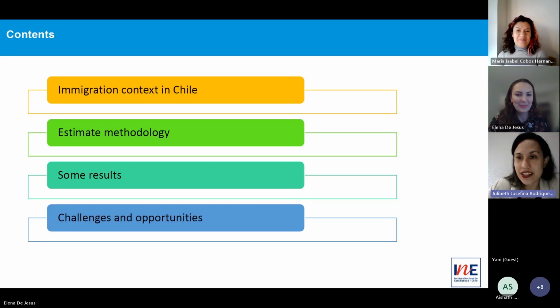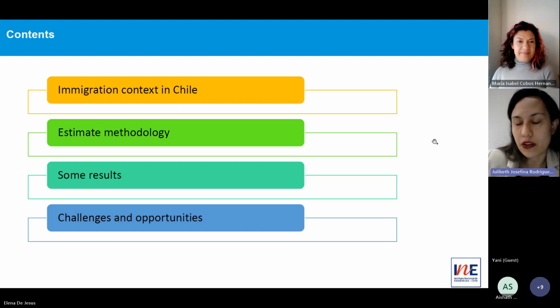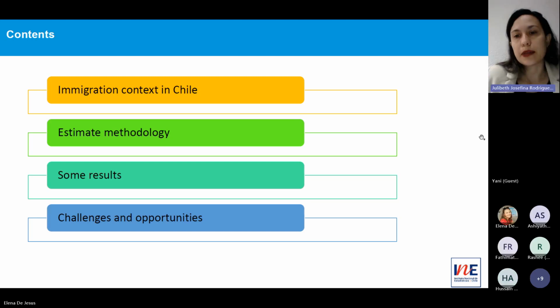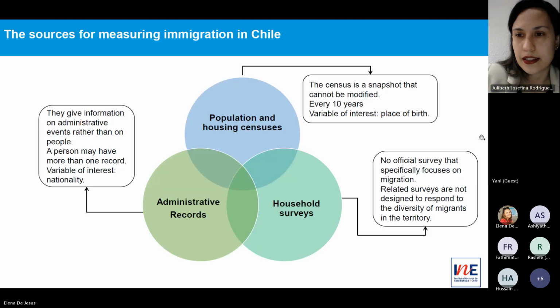Yeah, so my presentation today is divided in 4 topics. First, a little bit of context about immigration in Chile. Then the methodology that we use in our estimate, some figures or results, and finally the challenges and opportunities of making these statistics. Next, please.